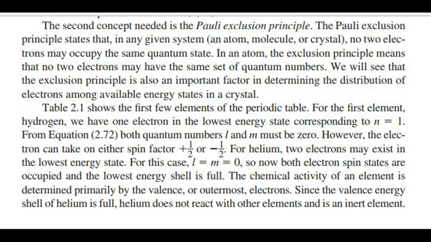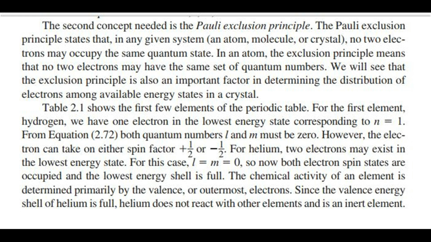For the first element, hydrogen, we have one electron in the lowest energy state corresponding to n = 1. From equation 2.72, both quantum numbers l and m must be 0. However, the electron can take on either spin factor, +1/2 or -1/2. For helium, two electrons may exist in the lowest energy state. For this case, l = m = 0, so now both electron spin states are occupied and the lowest energy shell is full.